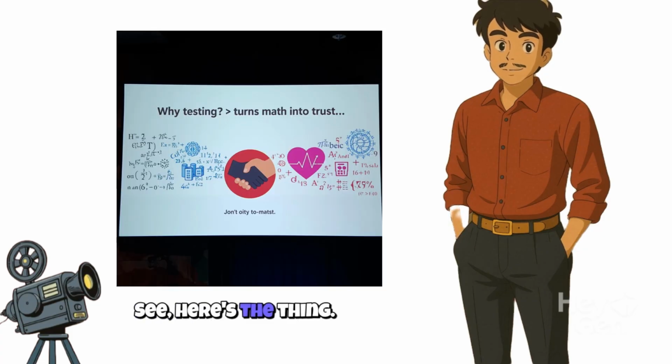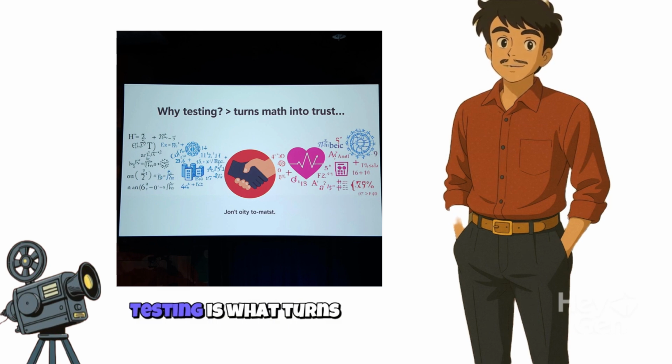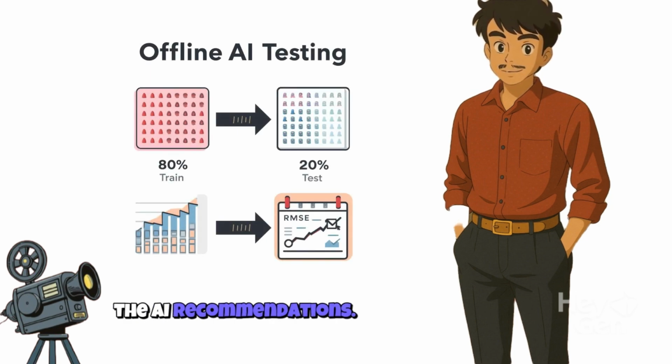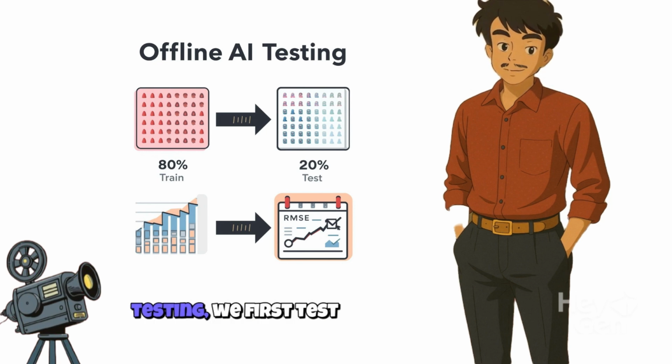See, here's the thing: you can build the most beautiful algorithm in the world, but if it does not work in the real world, then it's just math. Testing is what turns theory into trust. So, let me show you how we test the AI recommendations. When it is about testing, we first test in the lab.